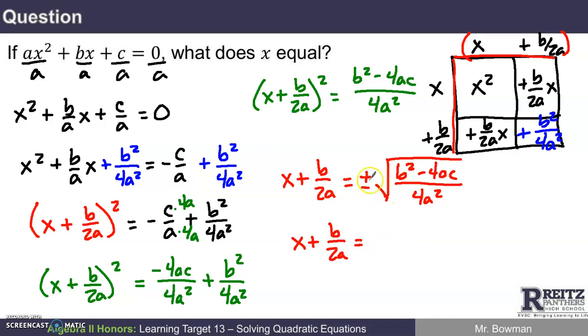equals, I'll keep the plus or minus with the radical that will stay in the numerator. Plus or minus the square root of b squared minus 4ac. And we'll put that all over the square root of 4a squared, which is 2a. And all I need to do to get x by itself now is to subtract both sides by b over 2a. And the convenient thing about that is that this term already has 2a as the denominator.